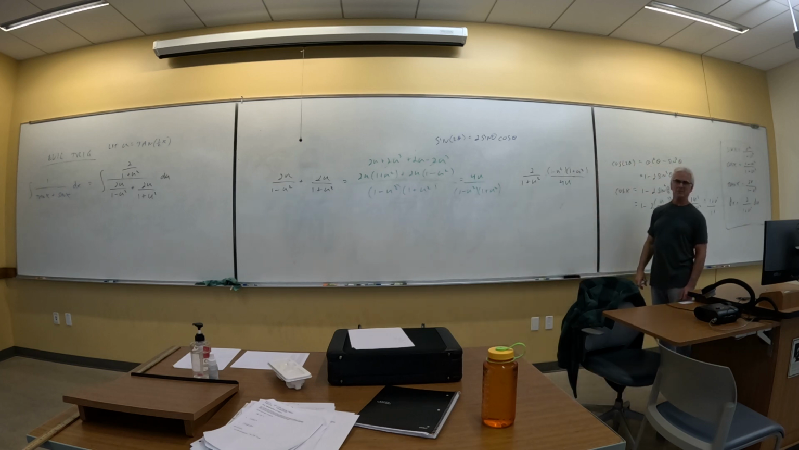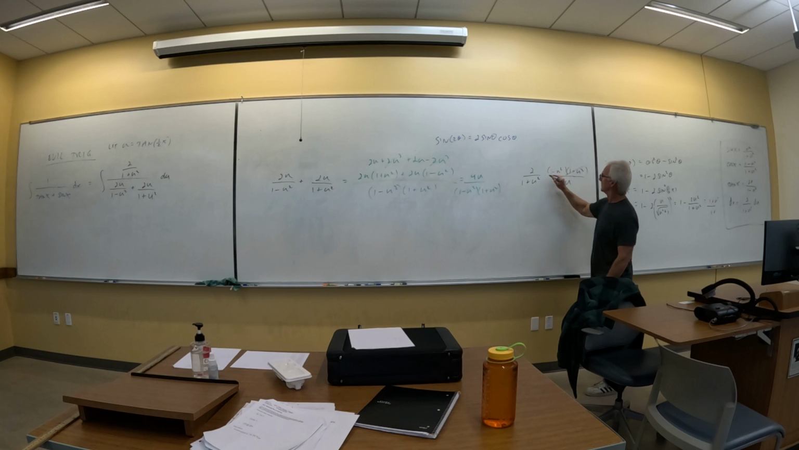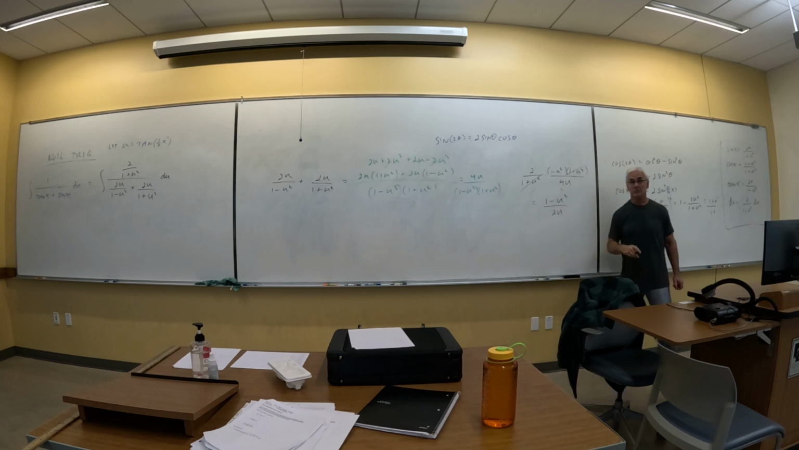Well, that doesn't seem so bad. What do I have now? Oh heck, I even do the 2 and the 4. So what do I have right now? I have (1 minus u squared) over 2u.